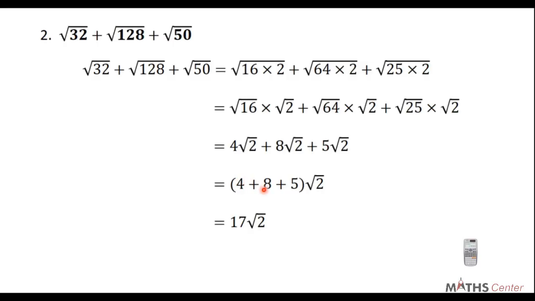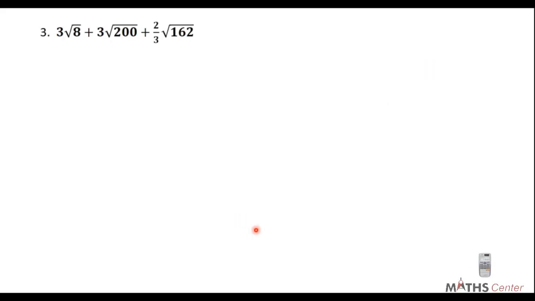So 4 plus 8 will give us 12. 12 plus 5 will give us 17. So we have 17 root 2. Let's pick the next example.